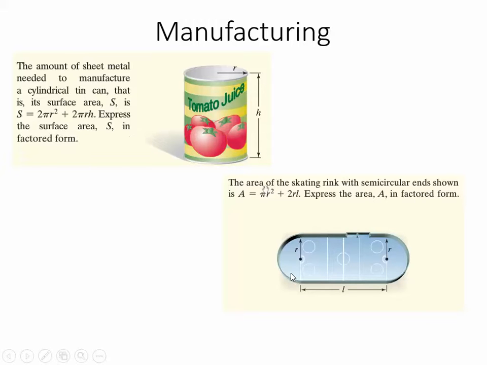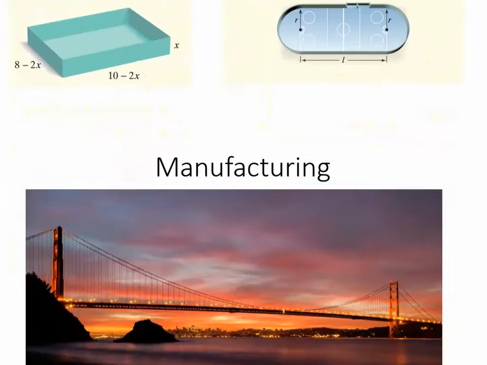Even an ice skating rink. Again, the area here is not linear anymore. You've got some circles in there. So now we have non-linear things. All right, volume as well. Let's see. And this little fun one here.